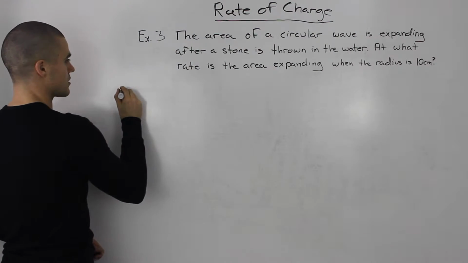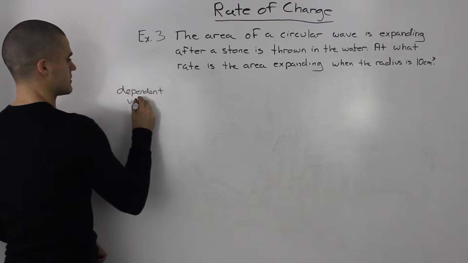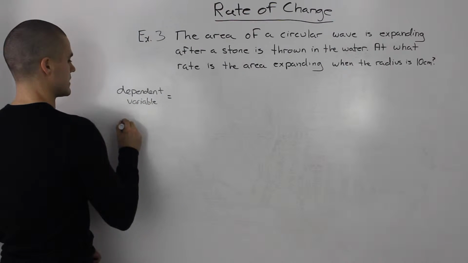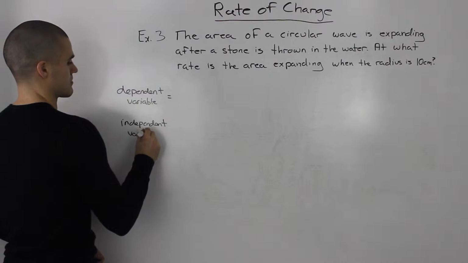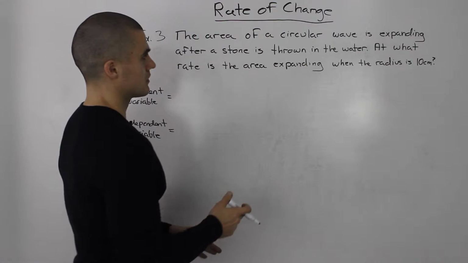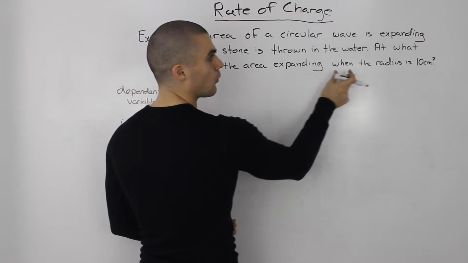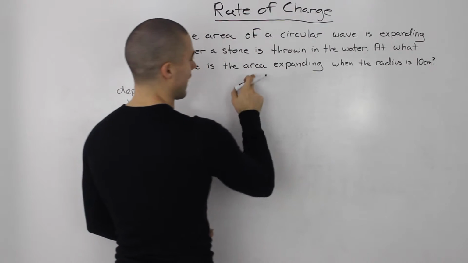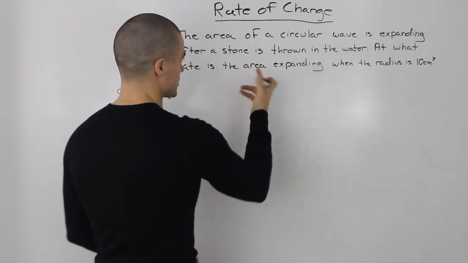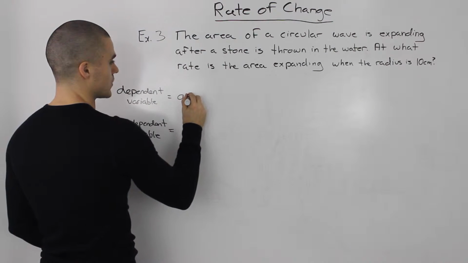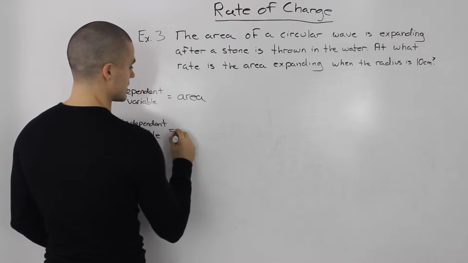So let's start by figuring out what the dependent variable is and the independent. So usually with a position time function, the dependent variable is the position. So at what rate is the position changing when the time is 10 centimeters? So the area is like the position and the radius is like the time. So the position in a position time function is the dependent variable. So the area in this question is going to be the dependent variable. And the independent variable in this question is the radius.